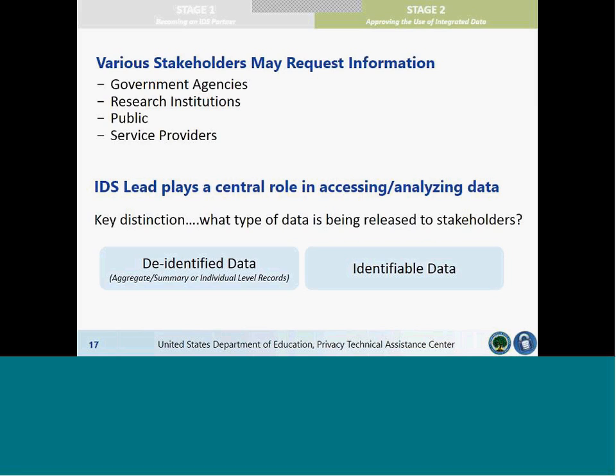But the key thing to keep in mind when evaluating and responding to these information requests is the primary distinction between identifiable data and release of de-identified data. De-identified data can either be de-identified aggregate data or summary statistics, or it can be de-identified individual-level data. And the process we would use to de-identify it will differ in those two contexts. But in a nutshell, the IDS lead has to create this divide between what they're releasing generally to the public as de-identified data and what they're releasing under specific restrictions of the law in identifiable form.